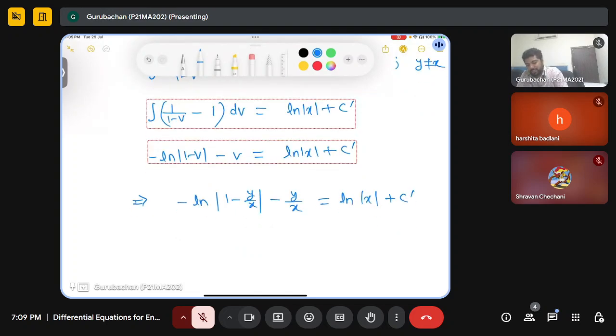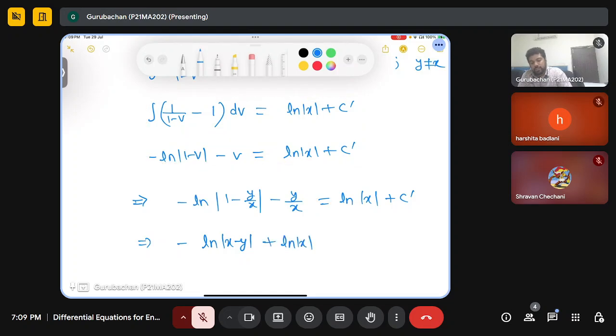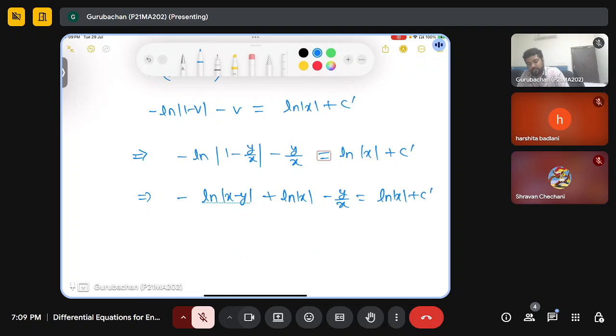So if you solve a little, this will give you minus ln mod (x minus y), and it will be plus ln mod x, minus y by x is equal to ln mod x plus c dash. So what this will give you, y by x plus, you were getting this one, plus 1.